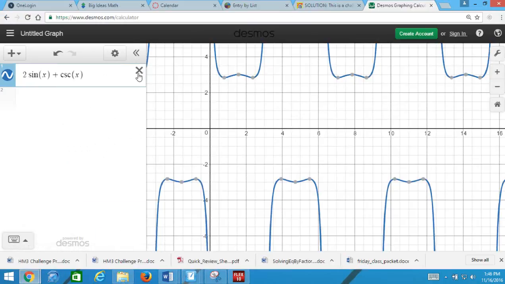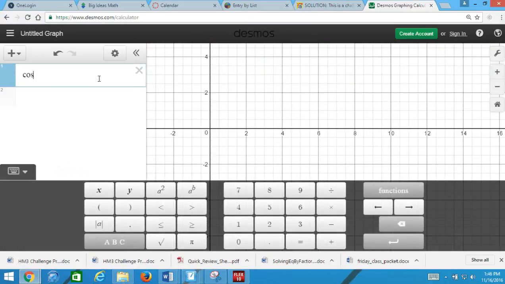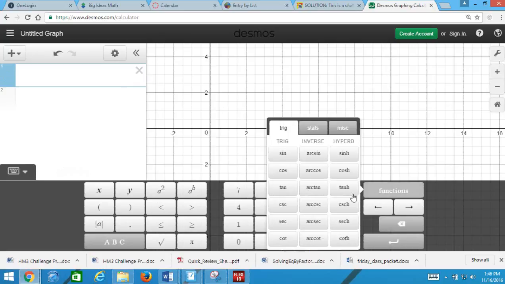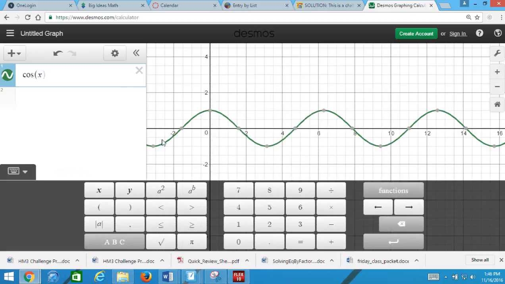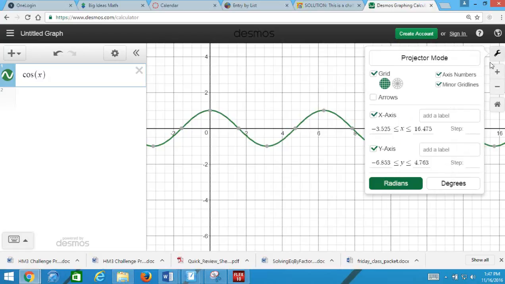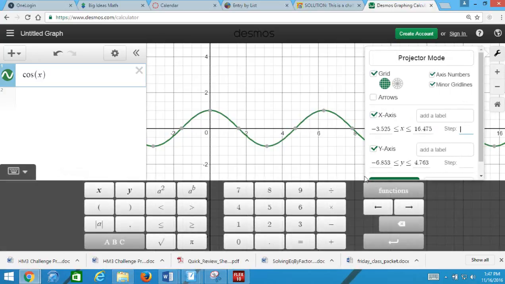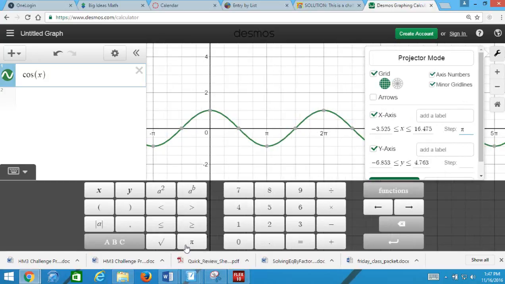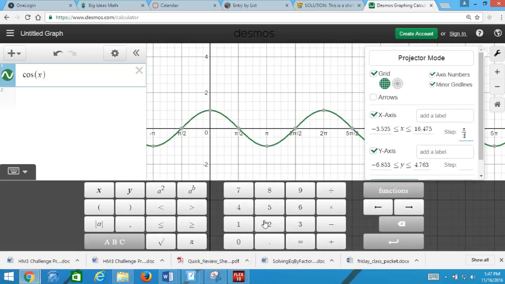All right, so go to Desmos, type in just cosine x. And let's fix our x-axis by using this little wrench, the graph settings up here in the corner that I'm circling. Let's go to that and change our x-axis step to go up by pi divided by 2.